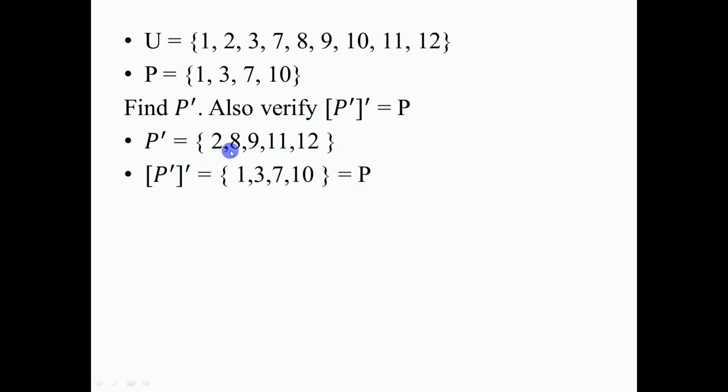So when you remove 2, 8, 9, 11, 12 from the universal set, we get 1, 3, 7, 10. Now 1, 3, 7, 10 is nothing but the set P, so I have written here set P, and we have verified this property. So always remember that whenever you take the complement of any set two times, that will give you the same set. Now I hope you have understood the universal set and the complement of a set.